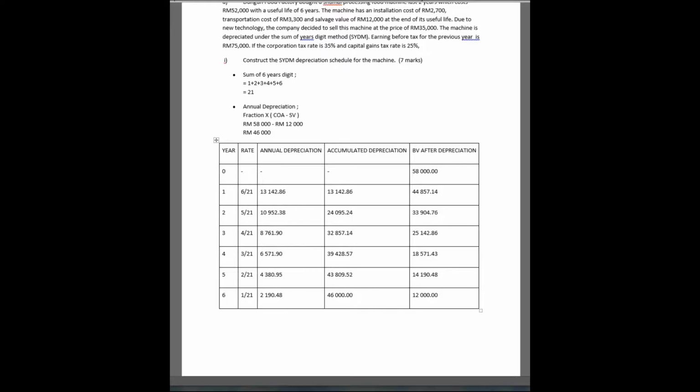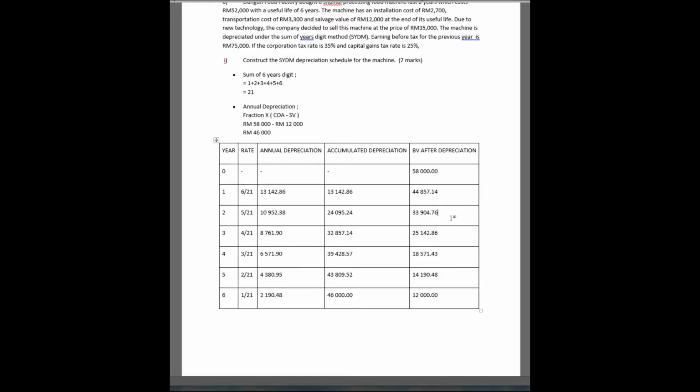For the second year, the rate is 5 per 21. Annual depreciation is 10,952 ringgit and 38 cents. The accumulated depreciation for the second year is 24,095 ringgit 24 cents. Book value after depreciation is 33,904 ringgit 76 cents.